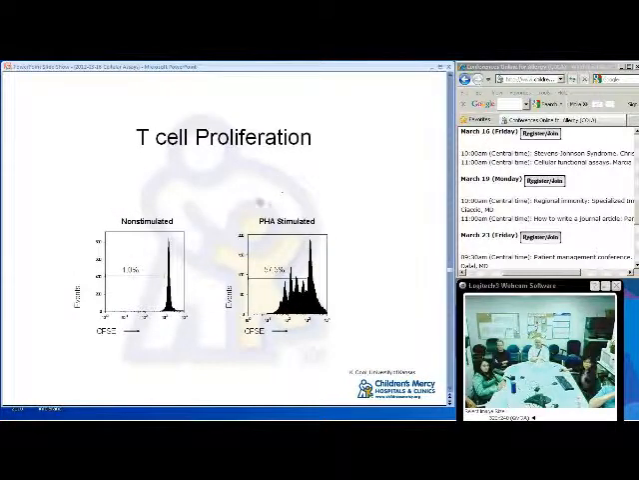So here's an example of T-cell proliferation. And so here is a case where the cells have not been stimulated.